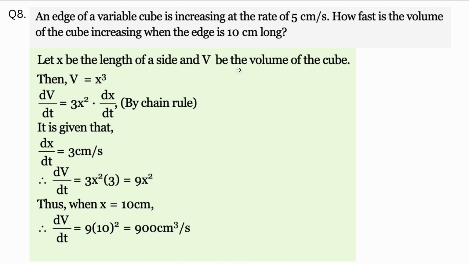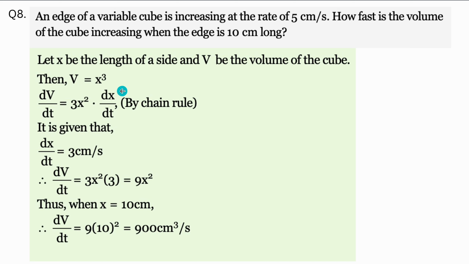Question number 8. An edge of a variable cube is increasing at the rate of 5 centimeter per second. How fast is the volume of the cube increasing when the edge is 10 centimeters long? So let x be the length of the side and v be the volume of the cube.